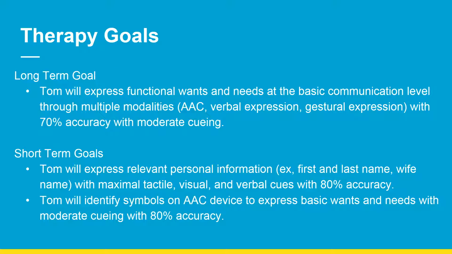So for Tom's therapy goals, for his long-term goal, Tom will express functional wants and needs at the basic communication level through multiple modalities: AAC, verbal expression, and gestural expression with 70% accuracy with moderate cueing. For short-term goals, Tom will express relevant personal information, for example, first and last name or wife's name, with maximal tactile, visual, and verbal cues with 80% accuracy. And Tom will identify symbols on the AAC device to express basic wants and needs with moderate cueing with 80% accuracy.